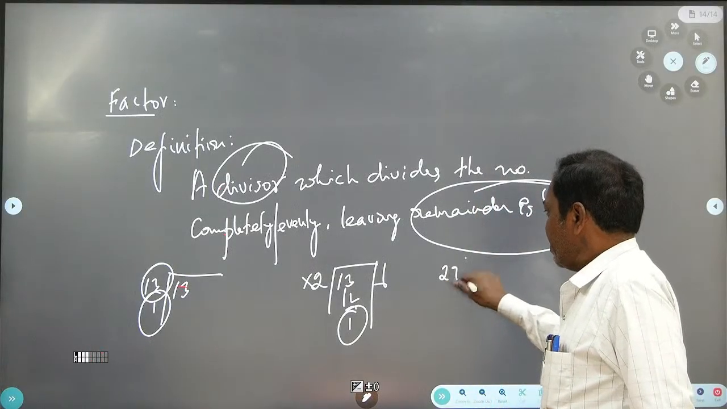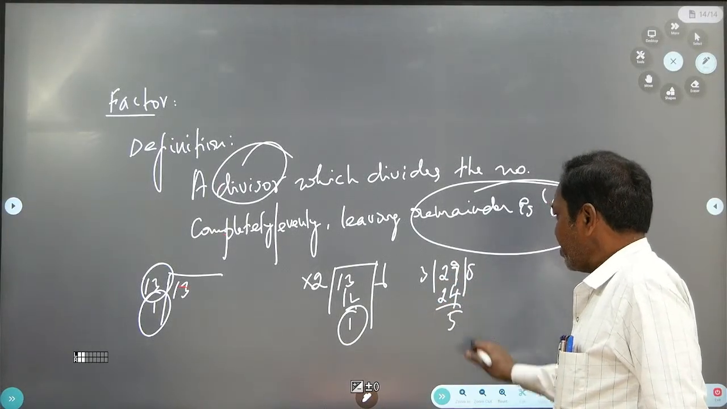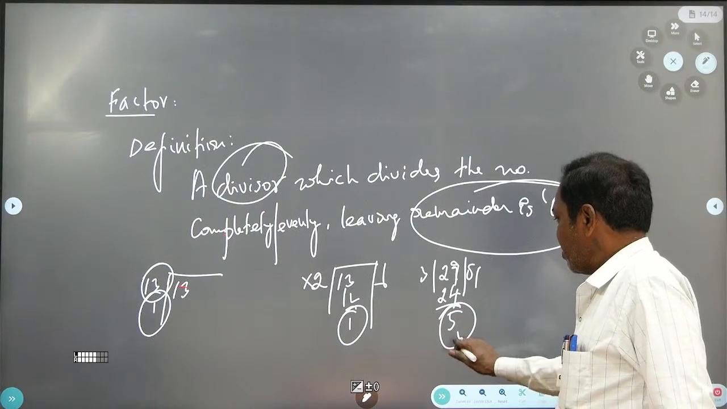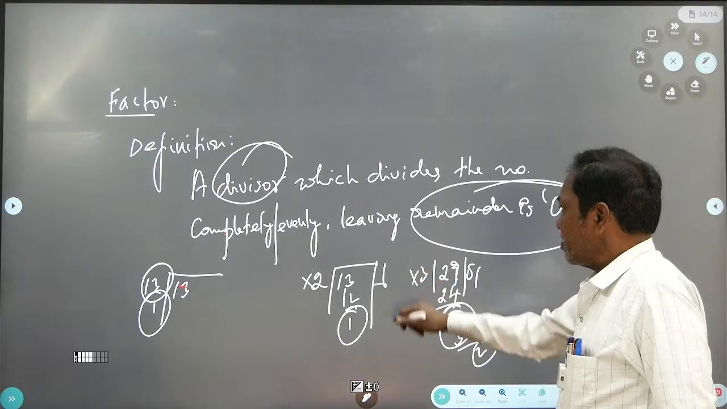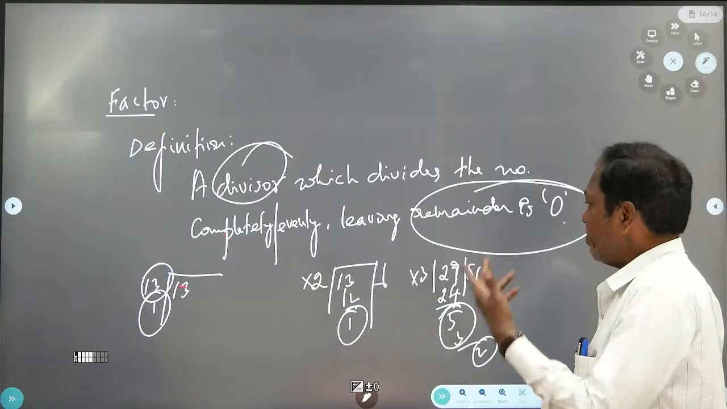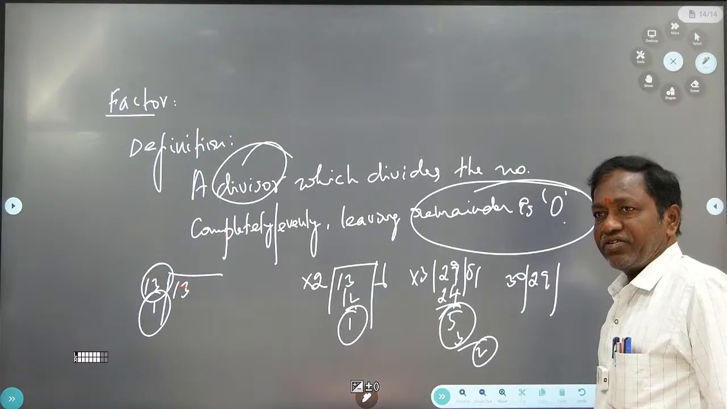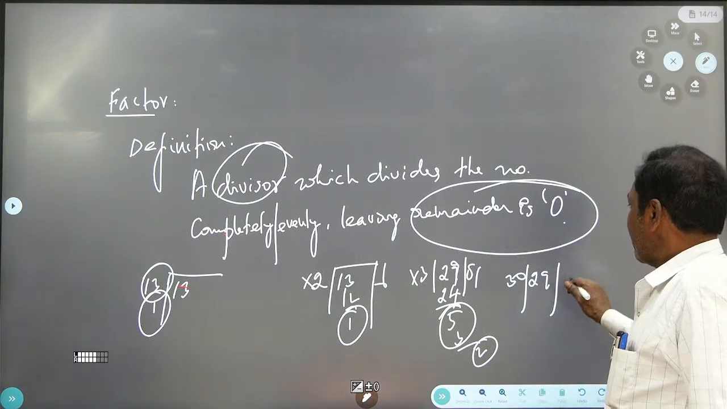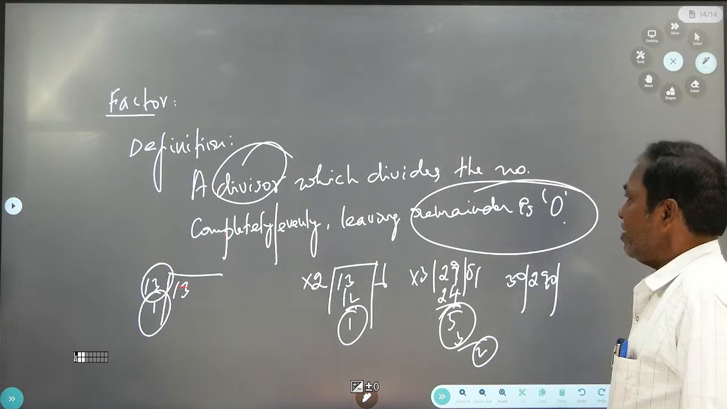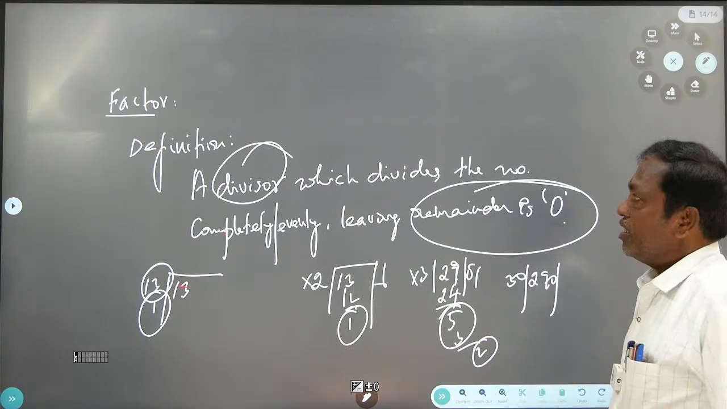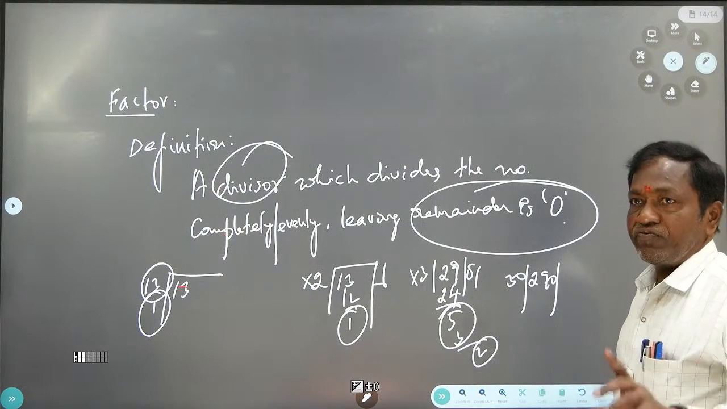And 29, if we try with 3, 3 8s are 24, the remainder is 5. So 3 is not a factor, it's like that. The factors may be anything, even if you take 29 by 30, you can take 30 as a divisor, but it is not sufficient. Again we put one decimal and we take 0 like that. So that is only a very simple definition. A divisor which divides the number completely, leaving remainder 0, is known as a factor.